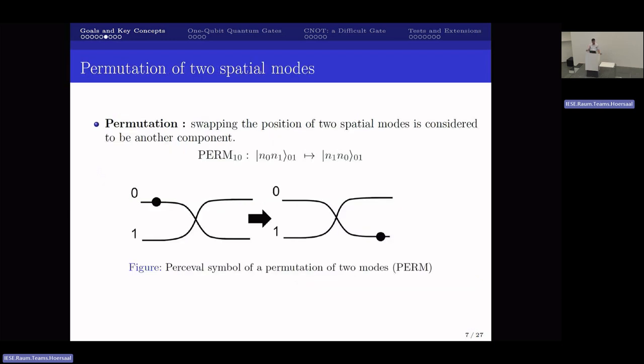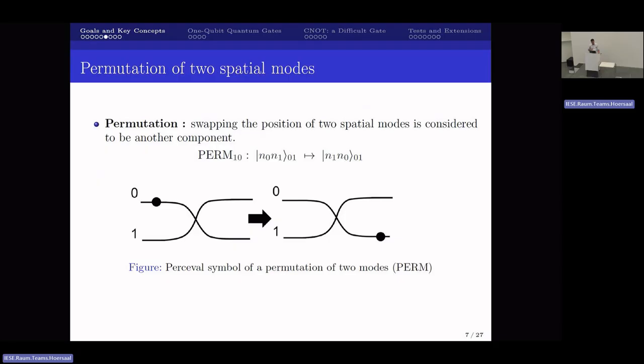And one last component, which is not really a physical component, but a component that we will use in photonic circuits. It's the permutation component. It simply acts like swapping the spatial modes, and so it swaps the number of photons on each spatial mode. For instance, the permutation component associated to the permutation 1, 0 swaps the number of photons in each spatial mode.